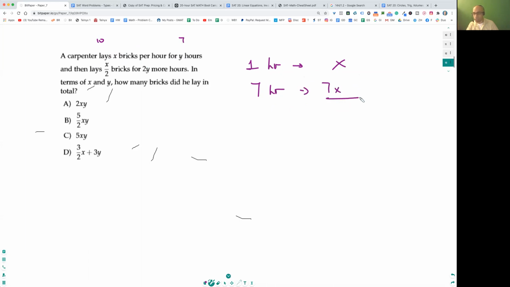Let me know if this part is unclear, otherwise I'm going to move on. 1 hour, X bricks; 7 hours, X plus X plus X, 7 times. So that's 7X. Now, instead of 7, I'm just going to put Y hours, so you're just going to do X multiplied by Y. That's an important skill. So that becomes XY, folks.